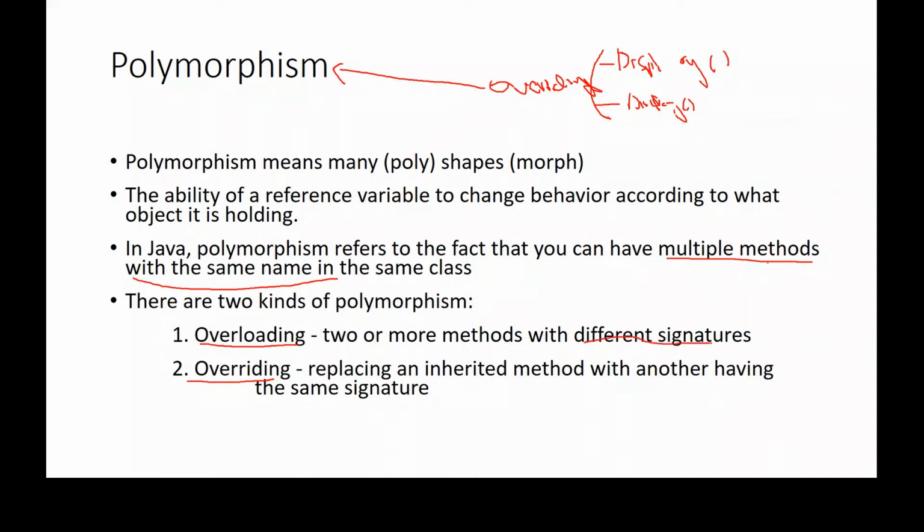Overloading is two or more methods with different signatures. Different signature means what? The number of variables is different, or the return type is different. We'll see. So this is overloading, and this is overriding. Overriding could happen only between the superclass and the child class.